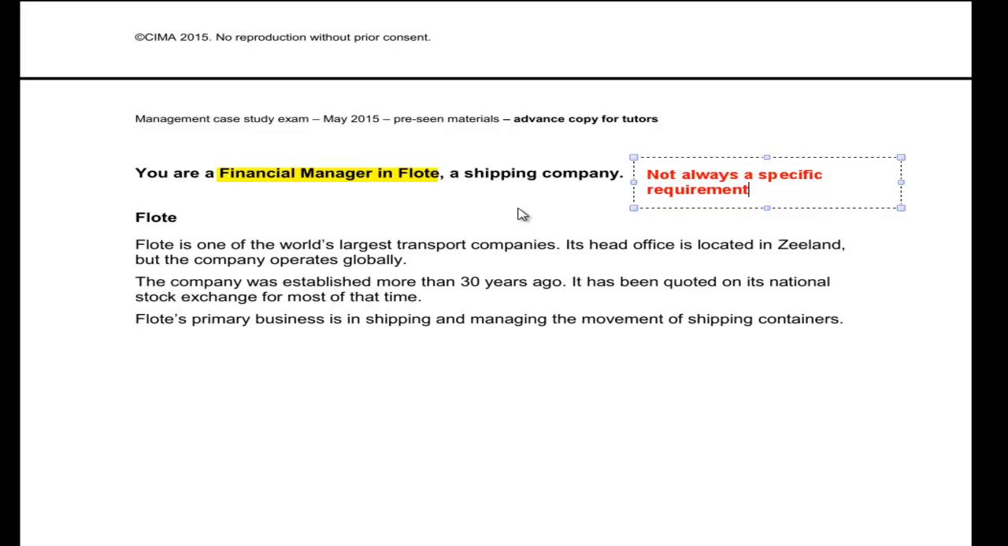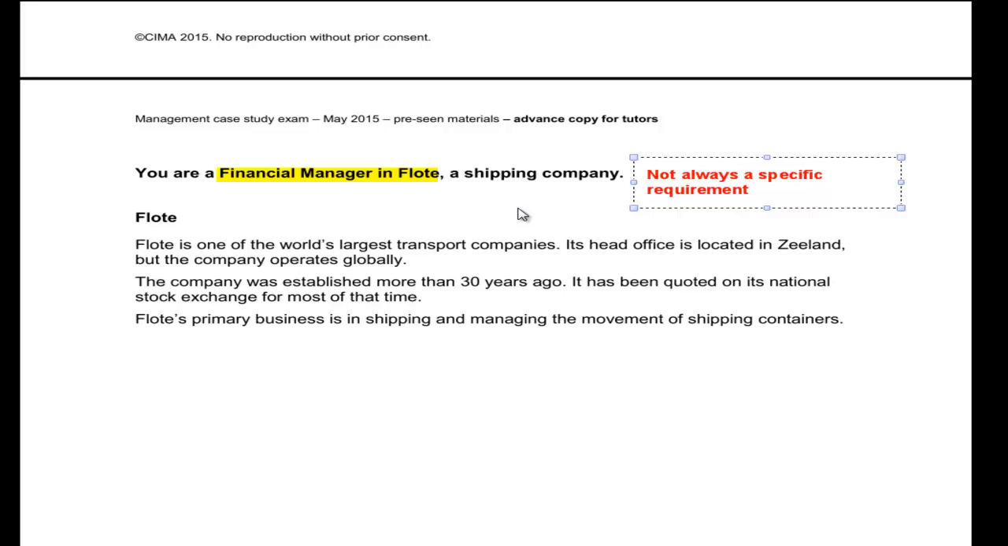There's an old teaching saying of read the question, which in a sense means that no matter how good your answer is, if you're not answering the question, you can't score any marks for it because you simply haven't fulfilled the objectives and the requirements of the paper. So let's move on to some of this information about Flote now.